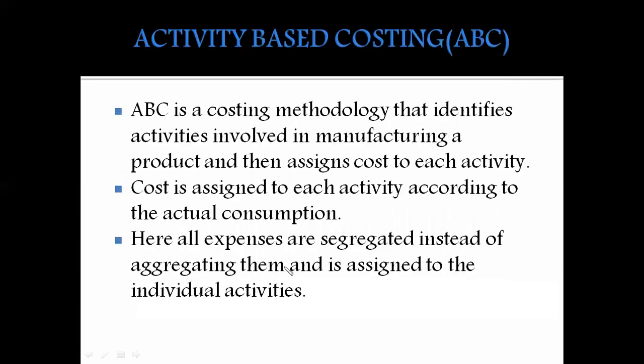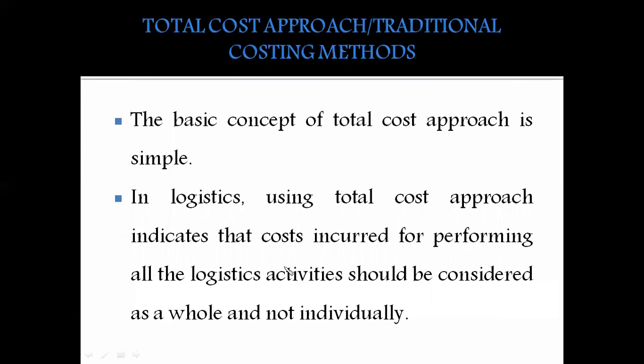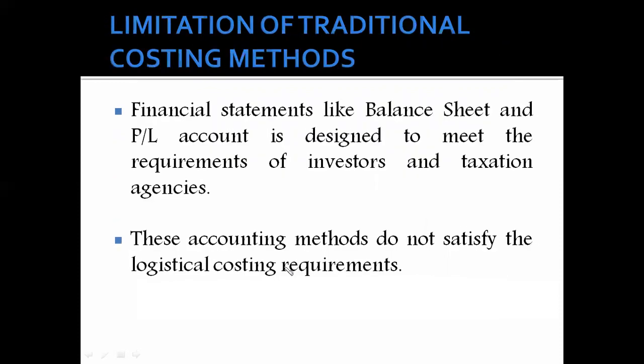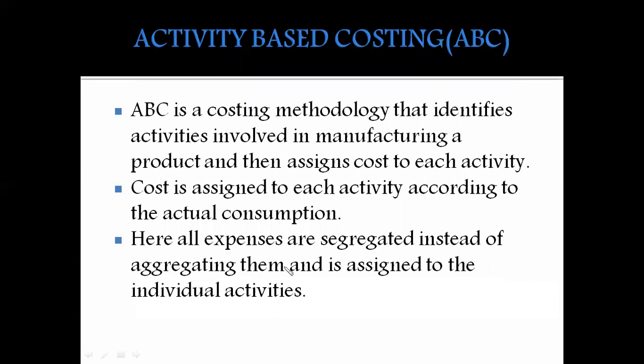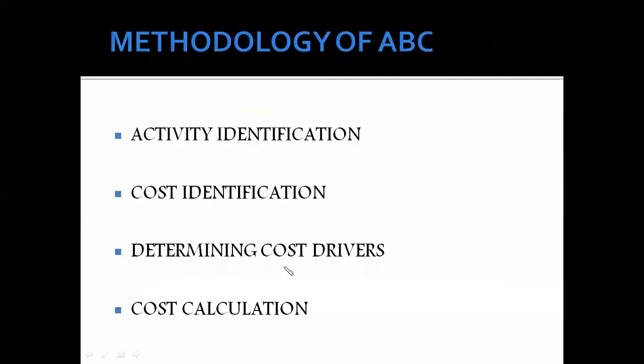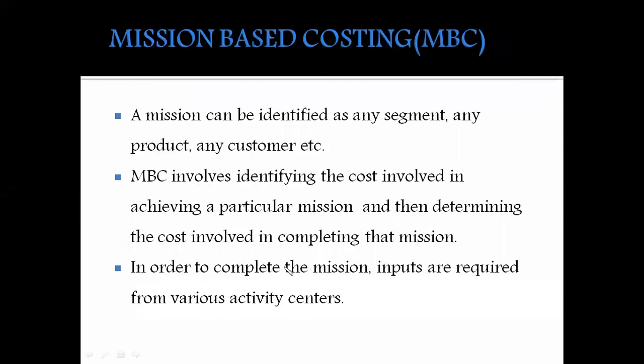So this is about different types of costing, or total cost approaches, or traditional costing methods. In order to overcome the limitations of traditional costing methods, the companies found out activity-based costing. And then due to huge competition in the market, when they felt that this is not sufficient to understand the costing result, in order to overcome those limitations, they introduced mission-based costing.